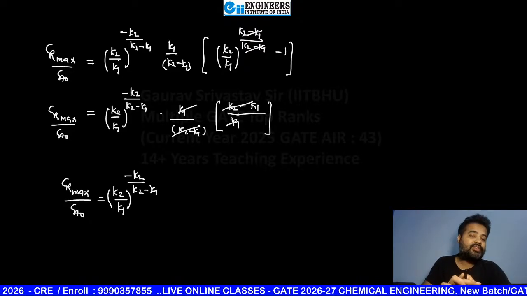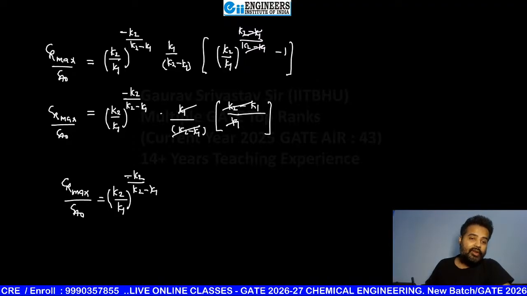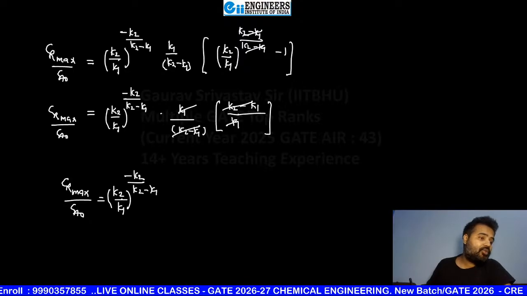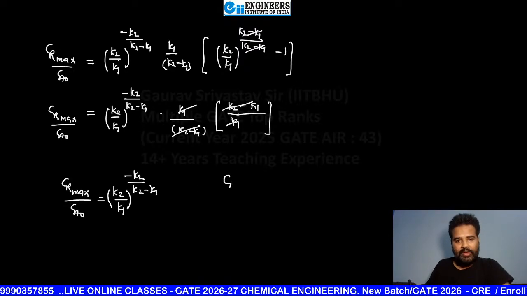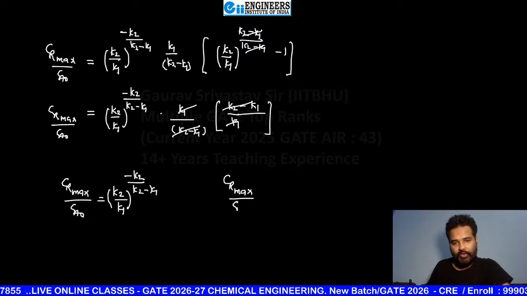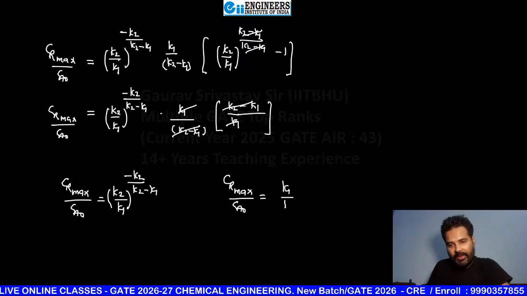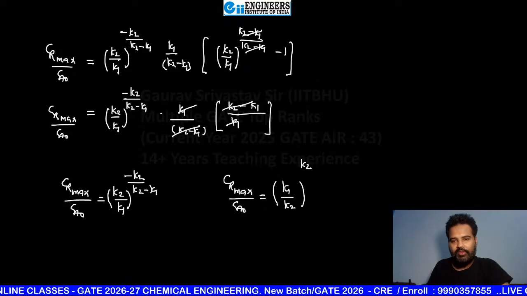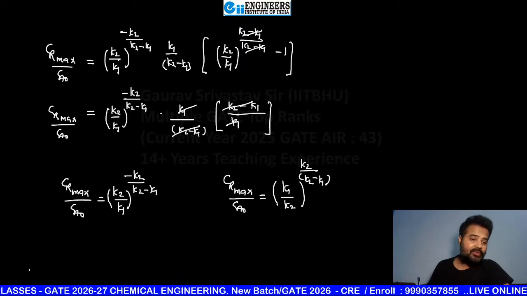Now what to do next? See, you already got the final expression. Here, if you use this minus sign as a reciprocal, then you can write it as K1 by K2. So further moving, you can write CR max upon CA naught equals (K1 by K2) whole raised to the power K2 upon K2 minus K1. Very easy. So this is your final expression.